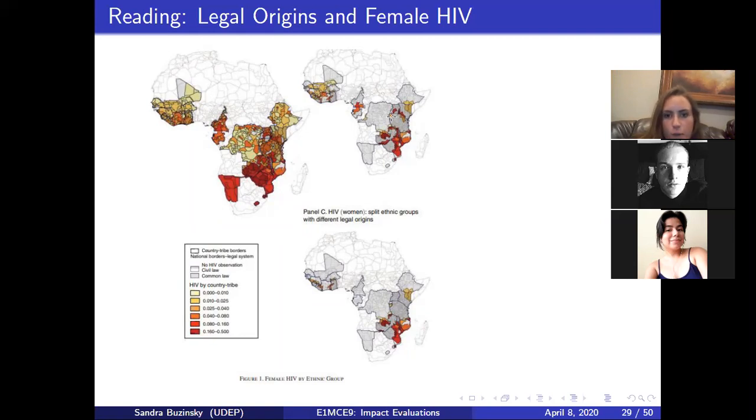Civil law versus common law countries. It's hard to tell the difference, but the slightly lighter shade is civil and the darker gray is common law. Okay, and then these are ones that border right next to each other. So a civil law country should be touching a common law country. And then within that, we have different ethnic groups.